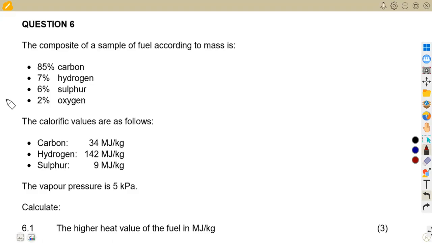All right, so we are given a question from our November 2019 question paper, where we are given the composition of a sample of fuel according to mass. So this was taken by mass, and is given as carbon, hydrogen, sulfur, and oxygen. Then the calorific values are as follows for carbon, hydrogen, and sulfur. Then the vapor pressure is 5 kilopascal, that is the pressure is affected at 5 kilopascal.